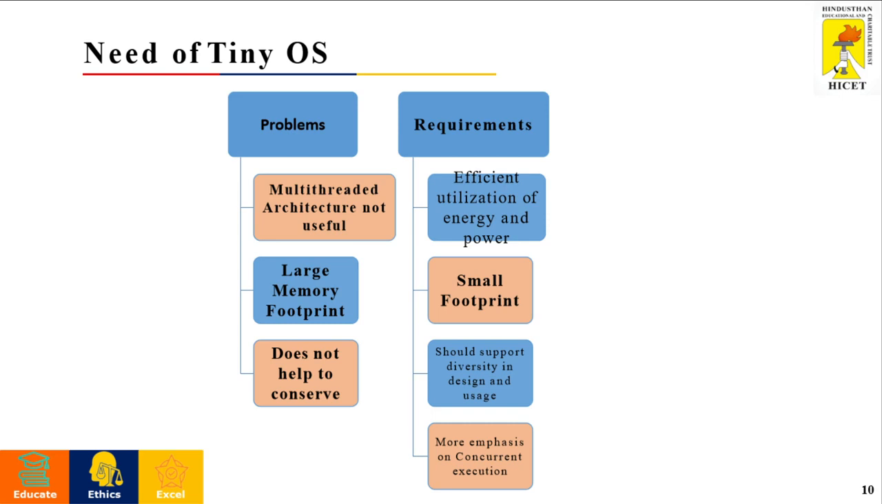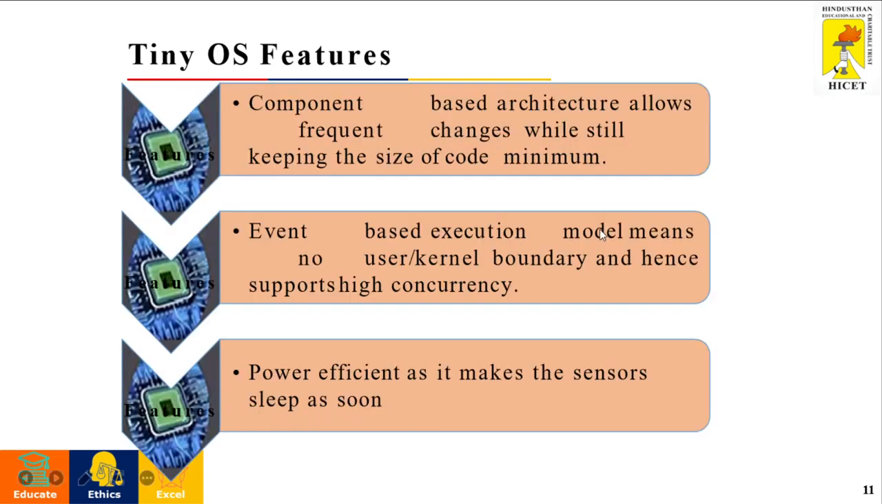So what problems do we actually face with our wireless sensor network? The existing OS has a multi-threaded architecture, which is not useful, and it also has a large memory footprint and does not help to conserve energy. So these problems have to be solved, because we have to go with TinyOS. The requirements are efficient utilization of energy and power, a small footprint, support for diversity in design and usage, and more emphasis on concurrent execution.